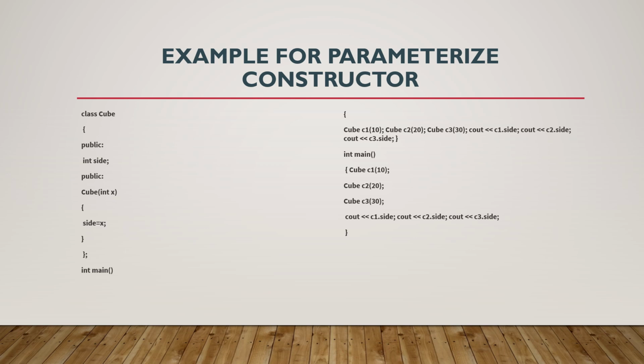This is an example for parameterized constructor. Here, the class name is cube as well as the constructor name is cube. Within the constructor, we have a single parameter called as x. Therefore, it states the example for parameterized constructor.